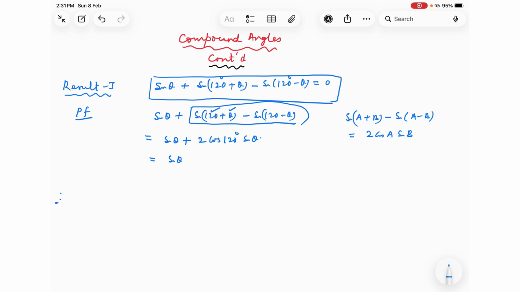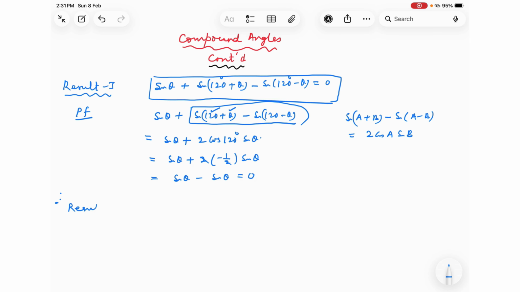This is sine theta plus, remember, cos 120 is minus 1 by 2. Cos 120 is how much? Minus 1 by 2. So 2 and 2 get cancelled. It is sine theta minus sine theta. That is why the answer becomes 0. Very important result.